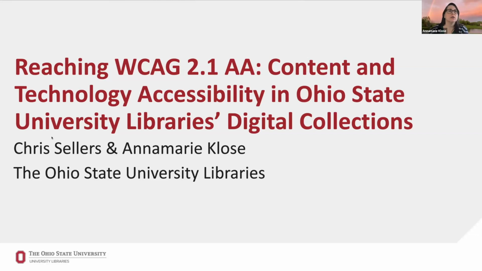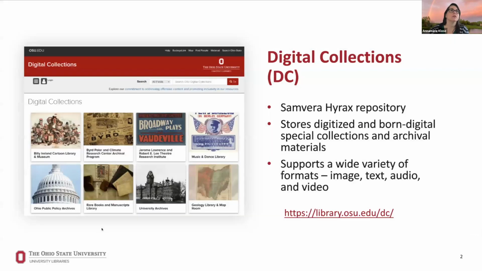Hi, everyone. So here at the Ohio State University Libraries, we've been working on WCAG 2.1 AA accessibility in terms of our content in our Hyrax repository called Digital Collections. Digital Collections, we haven't moved to Valkyrie yet, so it's a pre-Valkyrie version of Hyrax. And we don't manage scholarship in there. We are managing digitized and born digital special collections and archival materials.